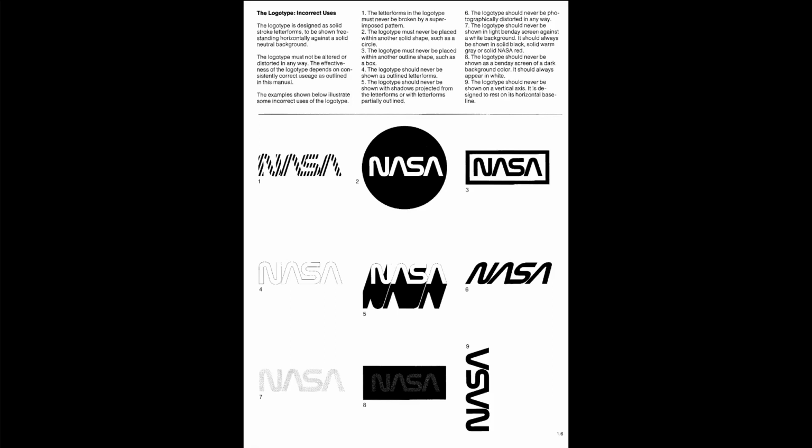And so in this case, they don't have to worry about that, because everything is done photographically. I mean, they've done it sort of. If we have a bit of a look, so must not be altered. The example shown below illustrates. So one, the letter form in the logo type must never be broken by a superimposed pattern. I guess you could do that.